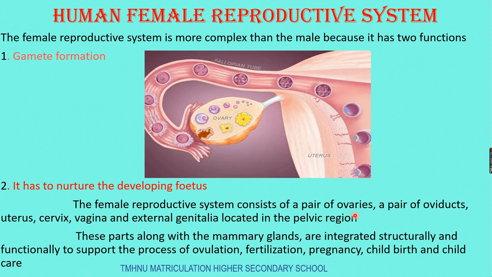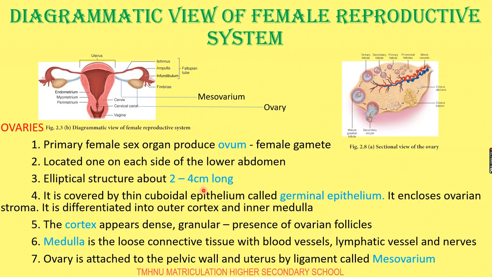The female reproductive system consists of a pair of ovaries. This is the oviduct or fallopian tube, and it opens into the uterus. And the uterus at the bottom consists of the cervix and vagina, opening outside by the external genitalia. All these organs support ovulation, fertilization, pregnancy, and childbirth.